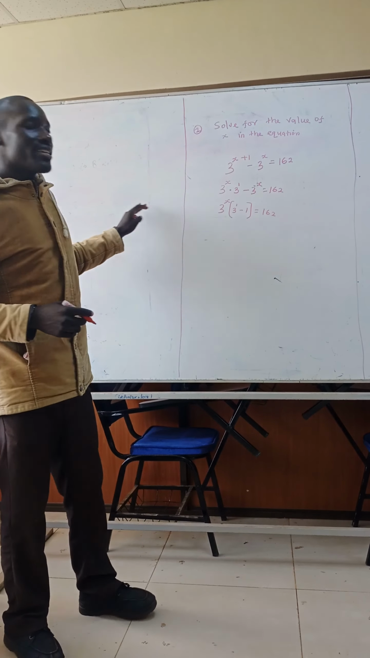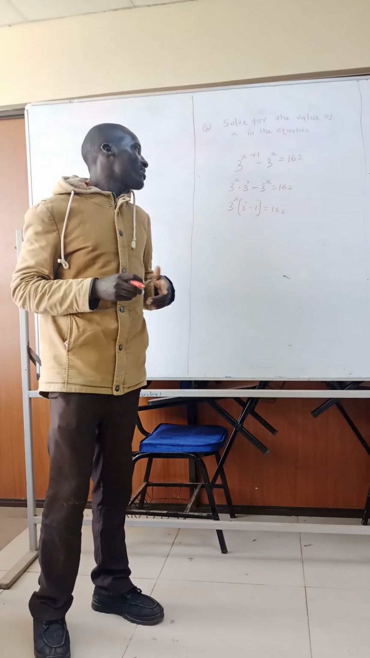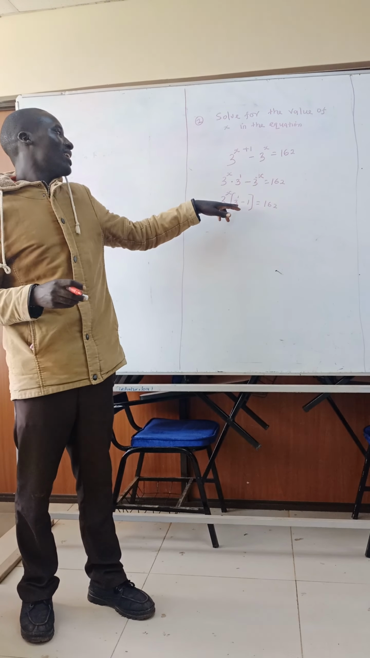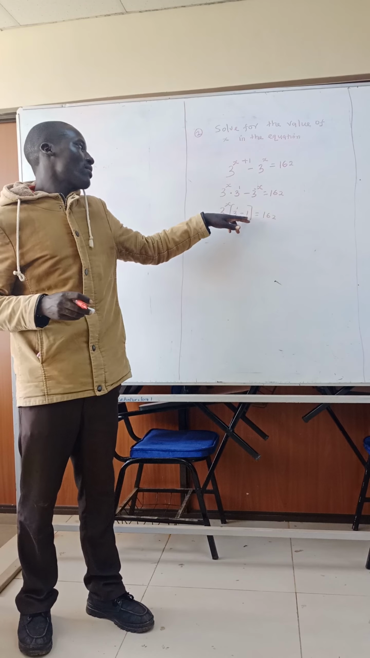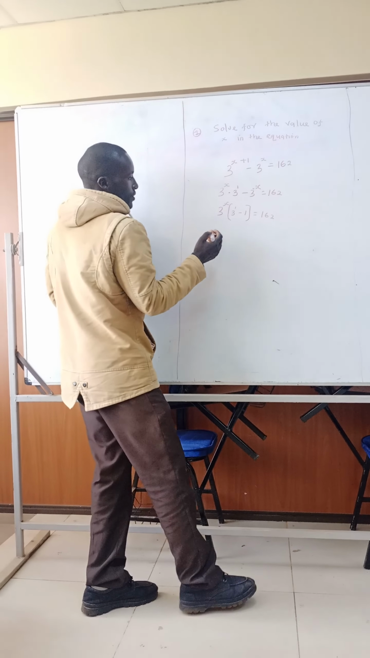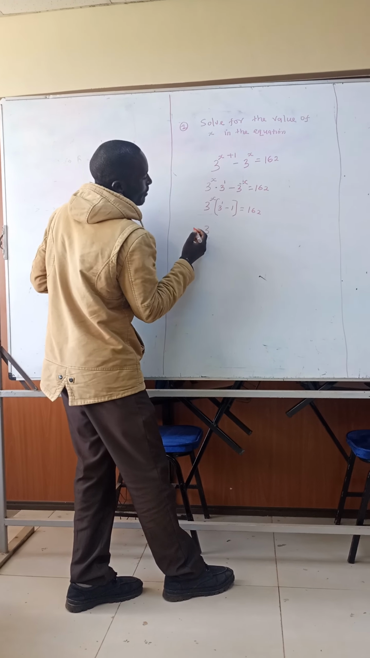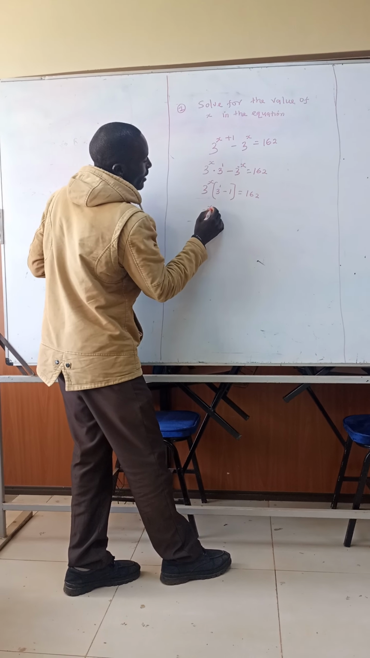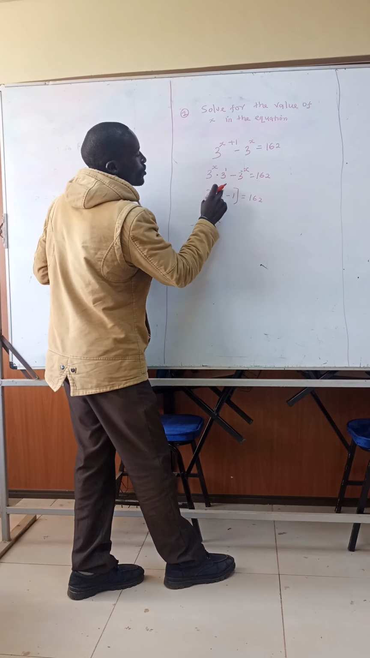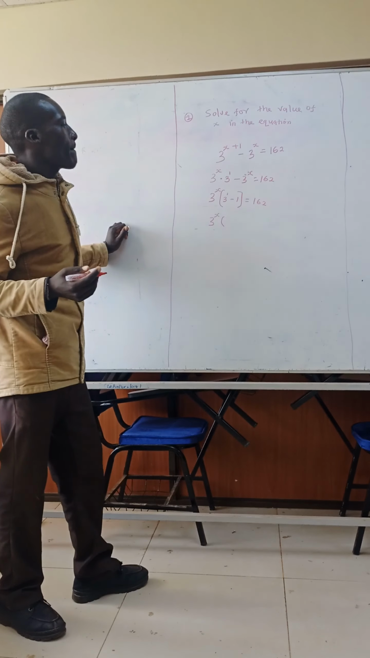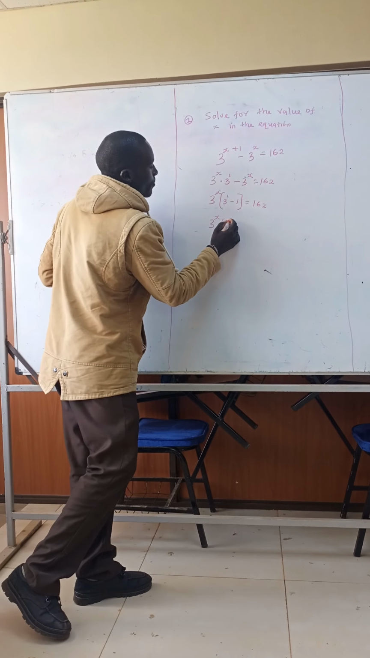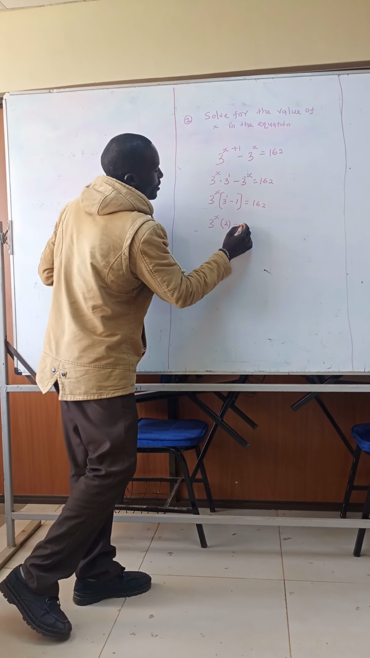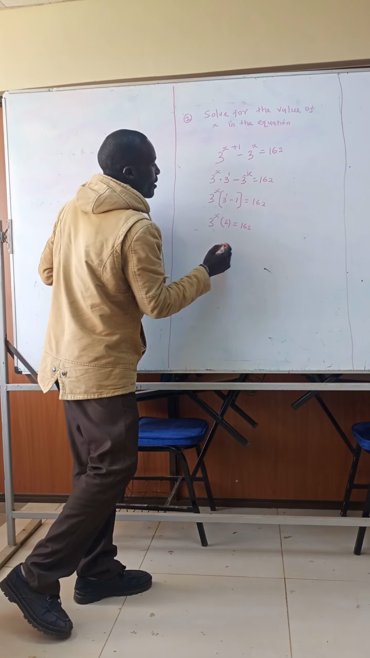Now, the next step that we will take is that we shall try to solve this. We have 3 raised to power 1 minus 1. So, solving that, we shall remain with 3 raised to power x into 3 raised to power 1, which is just 3. Then 3 minus 1 is 2. Then we equate it with 162.